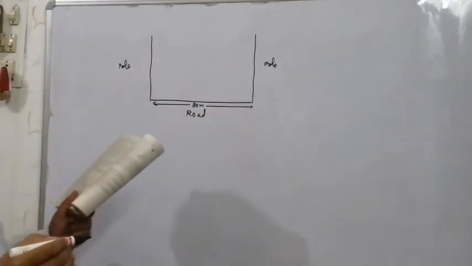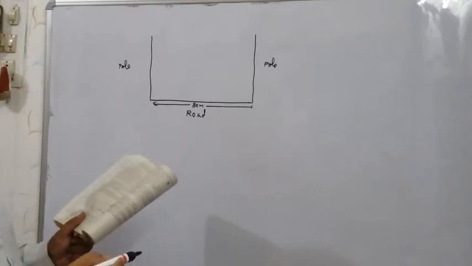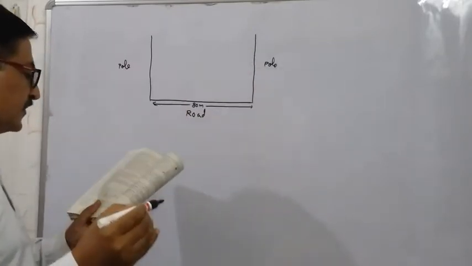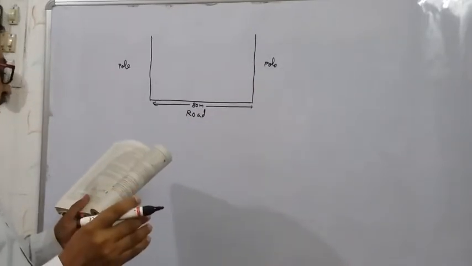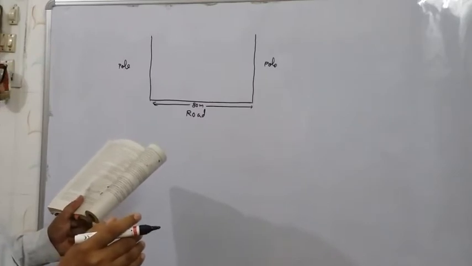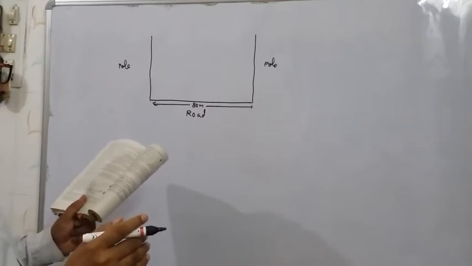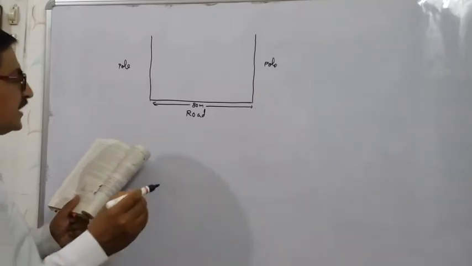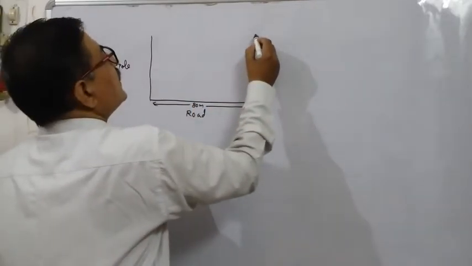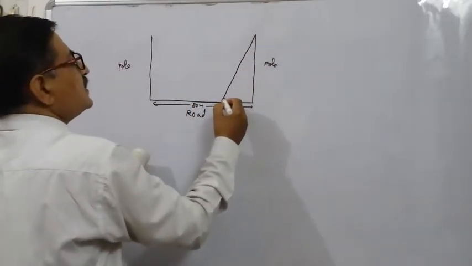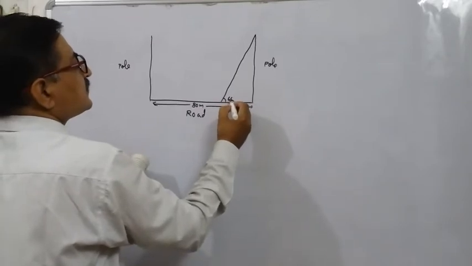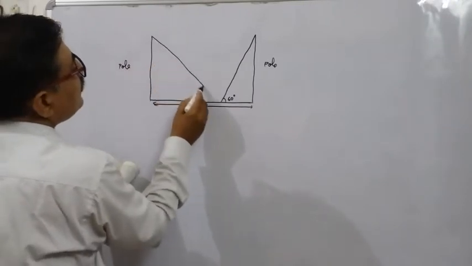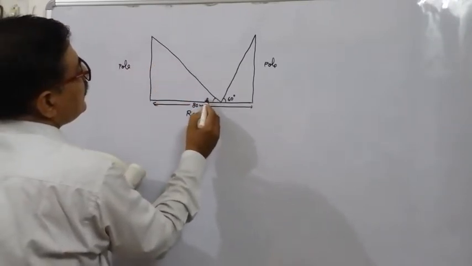Two poles of equal heights are standing on either side of the road, which is 80 meter wide. From a point between them on the road, the angles of elevation of the top of the poles are 60 degree and 30 degree respectively. So from here, this is the 60 degree, and from here, this angle is 30 degree.